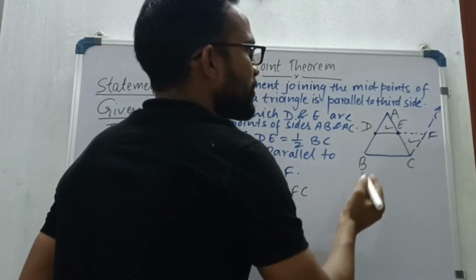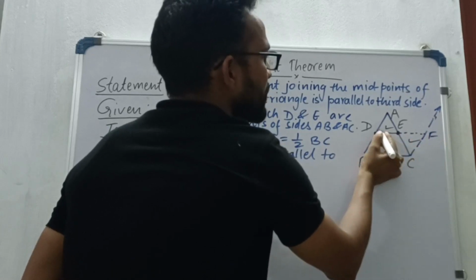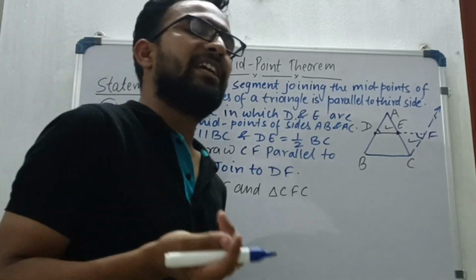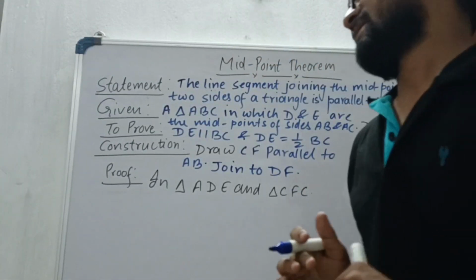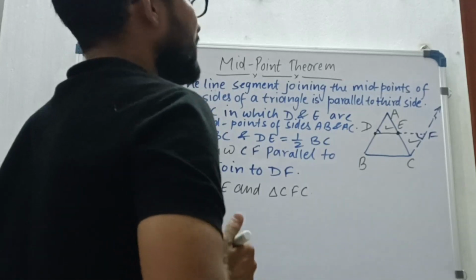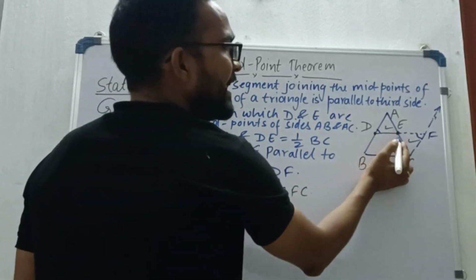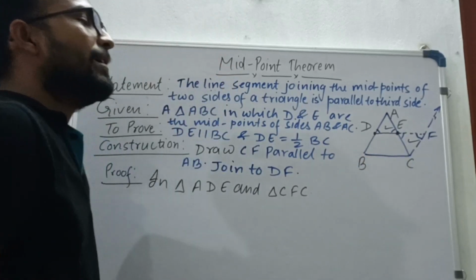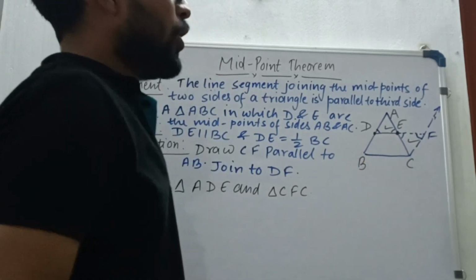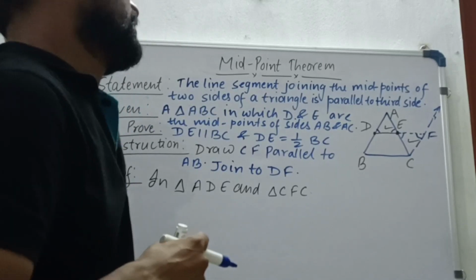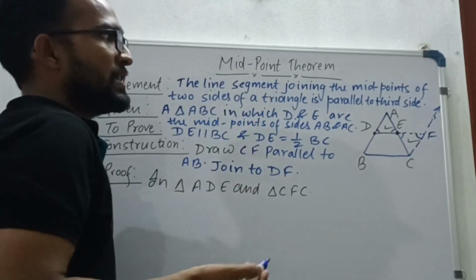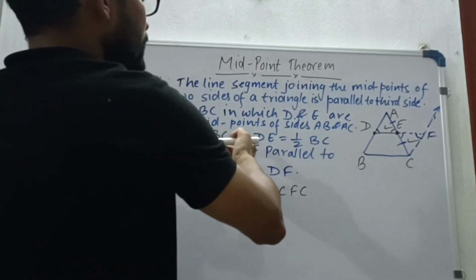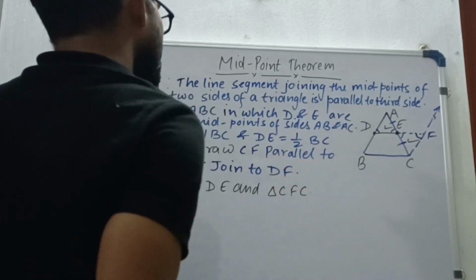this DF will act as a transversal, and if it is acting as a transversal, then this and this will be alternate angles. Then we can say this angle at E and this angle will be vertically opposite angles. Now we got two angles. Then we require one side. That side we can get: AE and EC are already equal because E is the midpoint of AC.